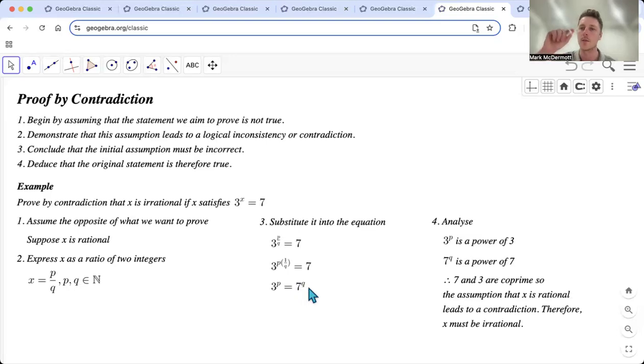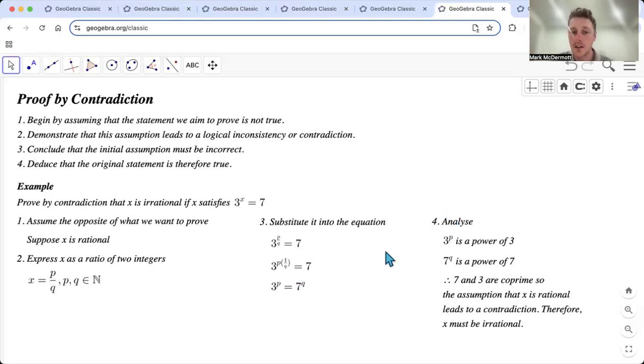Think of it like this. 3 to the power of 1/2 is the square root of 3. Move it to the other side. You're squaring it on the other side when you undo the square root. So undoing 1 on q is raising the other side to the power of q.